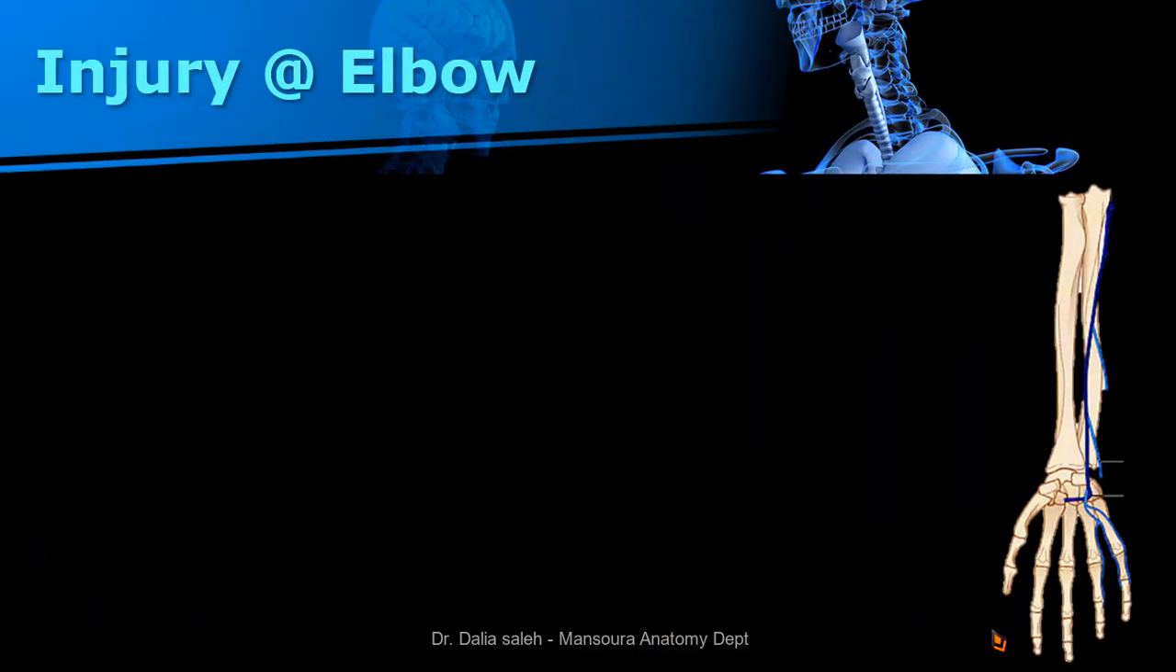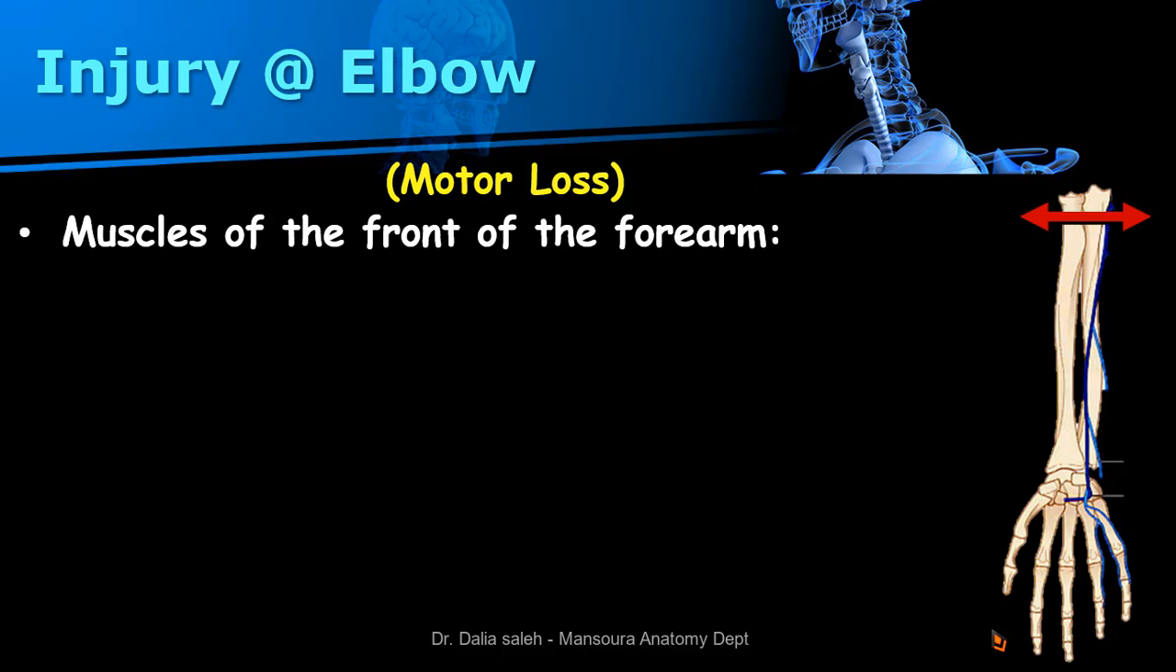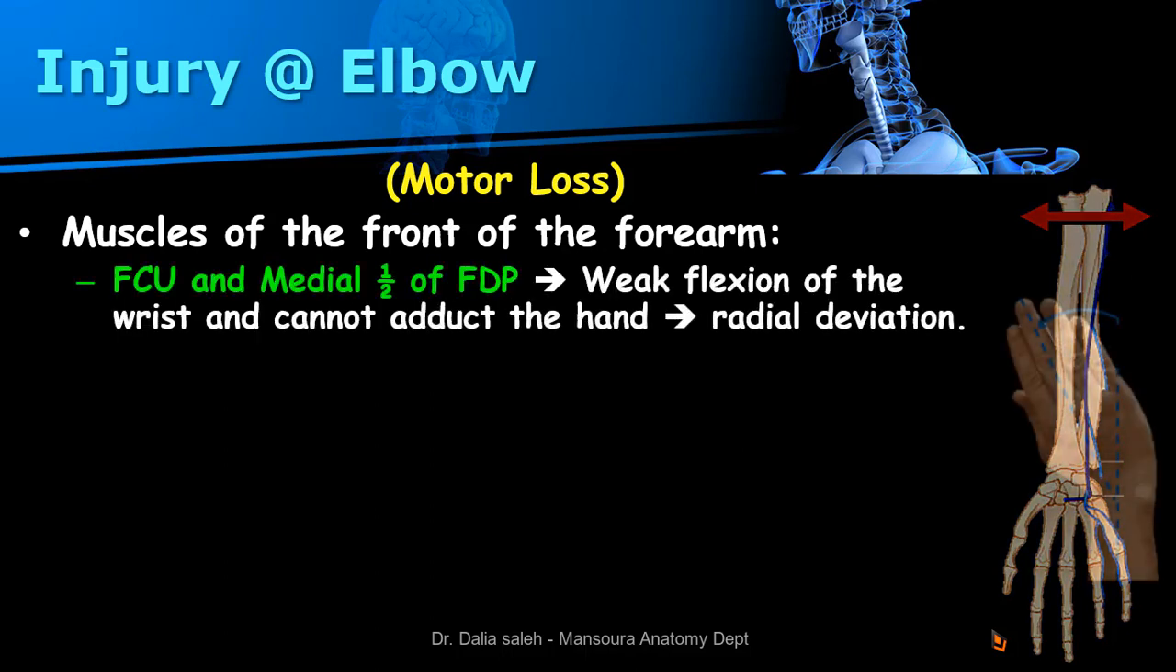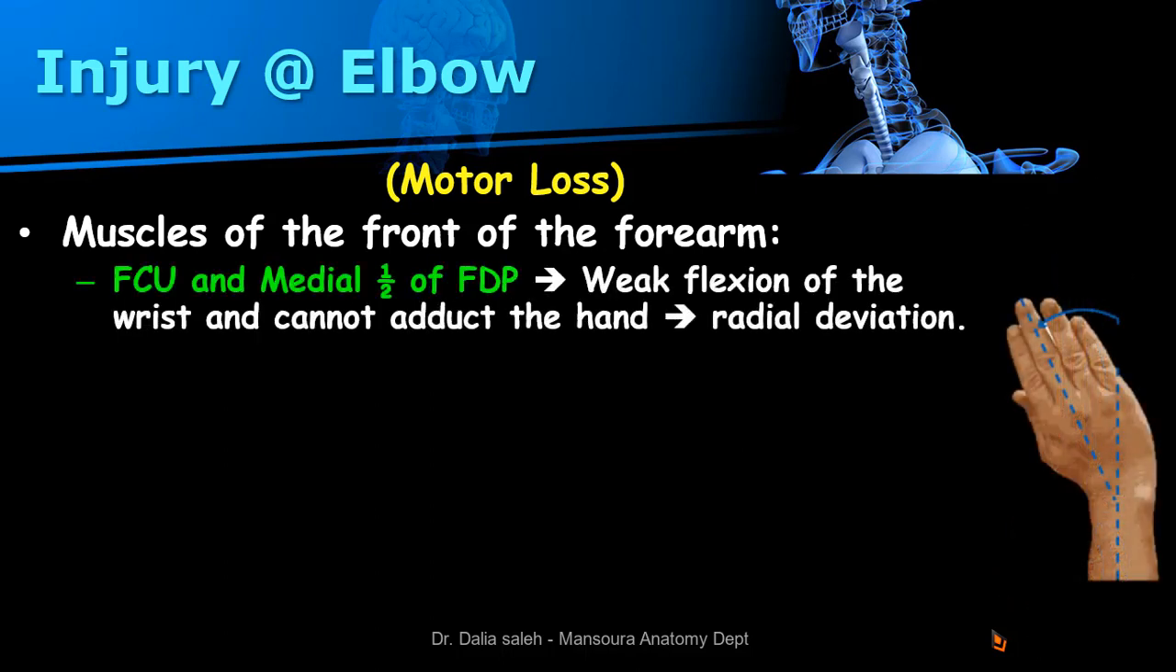If the injury of the nerve is at the elbow joint, this will lead to affection of all of its branches, and the motor loss will be as follows. The muscles at the forearm will be paralyzed, like the flexor carpi ulnaris and the medial half of the flexor digitorum profundus. This will lead to weakness of flexion of the wrist, and also the patient cannot adduct his wrist, and this will lead to radial deviation of the hand.